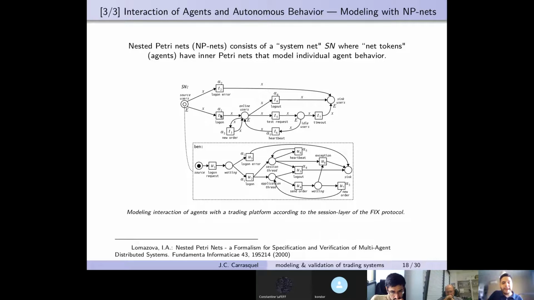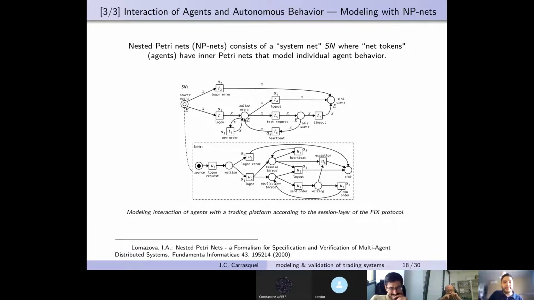And of course, naturally, there are different kinds of steps in this system. We can have element autonomous steps, so this means firings of transitions only in the model that represents Ben. But we can also have system autonomous transitions, which means moving one of the tokens representing one agent in the system net from one input place to one output place. Or we can have a combination.